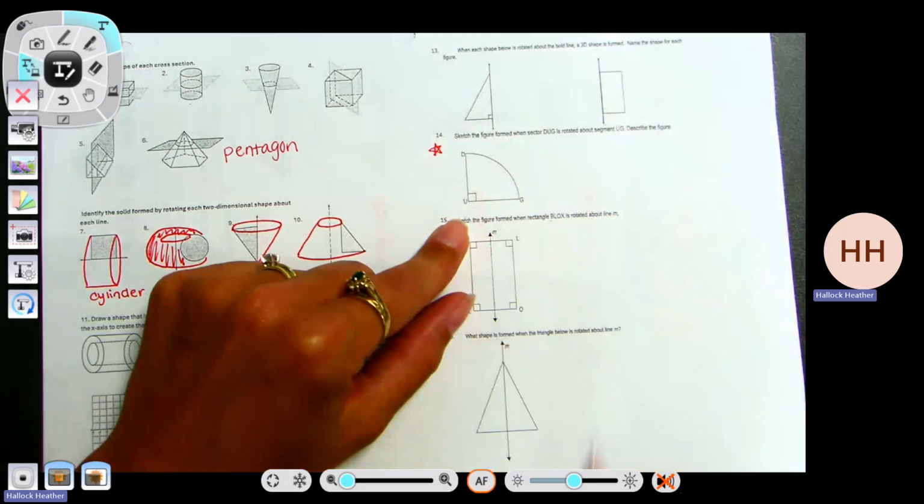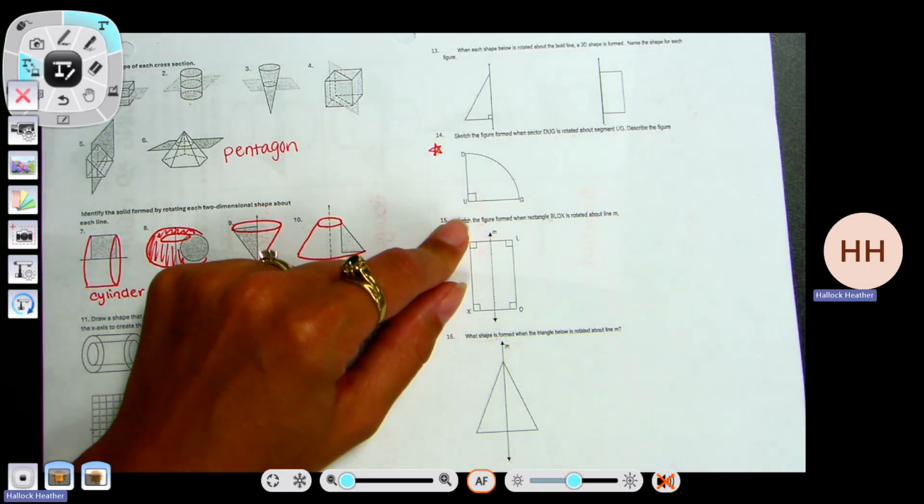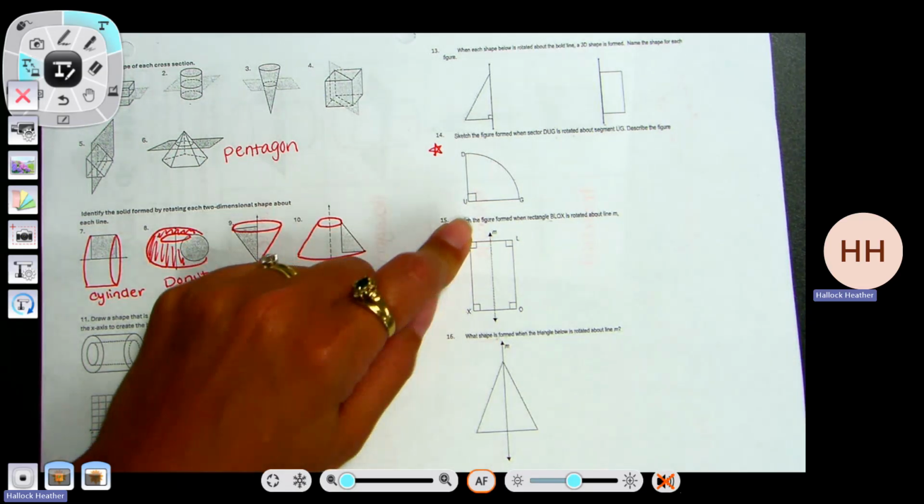Has anybody figured out what 14 would be? It's not a full circle. It's half a circle. What did you call it? A circle is 2D. Half a ball. A half of a ball. Okay, because a ball is 3D, so it's a half a sphere or a hemisphere.